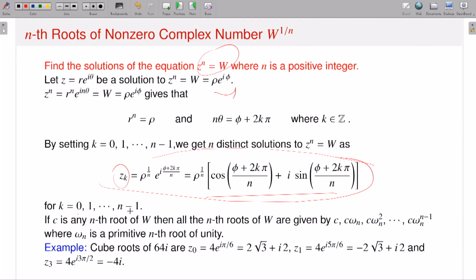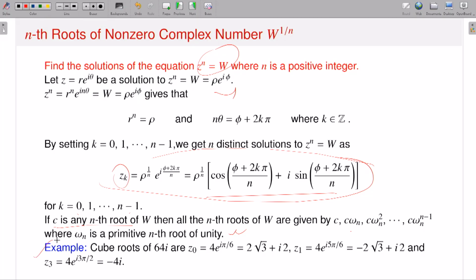Okay, so once again, I can write the full system of solutions. If c is any nth root of w, then all the solutions I can write as c, c omega_n, c omega_n squared, up to c omega_n to the power n minus 1, where omega_n is the nth primitive root of unity, as I discussed in my last slides.